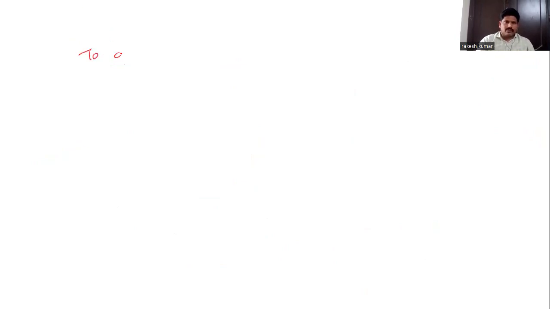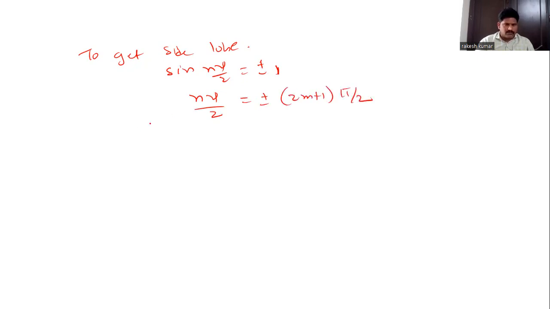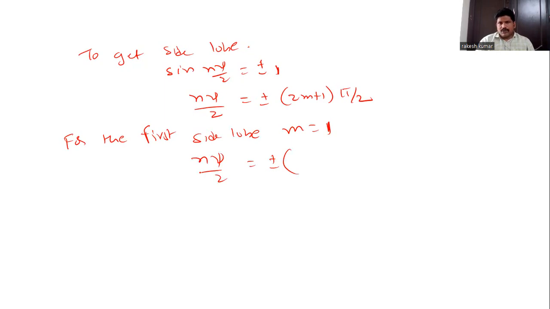To get the side lobe, let us take the condition sine n psi by 2 equal to plus or minus 1. Applying sine inverse on both sides, n psi by 2 is equal to plus or minus (2m plus 1) pi by 2. For the first side lobe, m is equal to 1. So n psi by 2 is equal to plus or minus 3 pi by 2. From this, psi by 2 is equal to 3 pi by 2n.